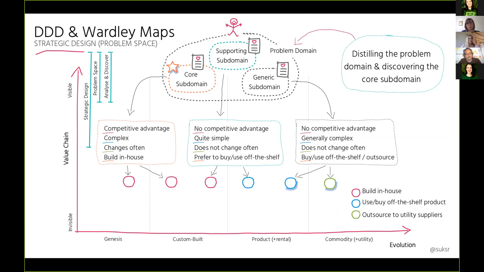And the generic subdomain is a subdomain that a lot of companies have, for example, payment or authentication. They are not core, and they do not provide competitive advantage, but many businesses cannot work without them. They're generally complex, but already solved by someone else. And they tend not to change very often. So for those components in the generic subdomain, we should look out for buying or using off-the-shelf products, using open source software, or outsourcing to utility suppliers.